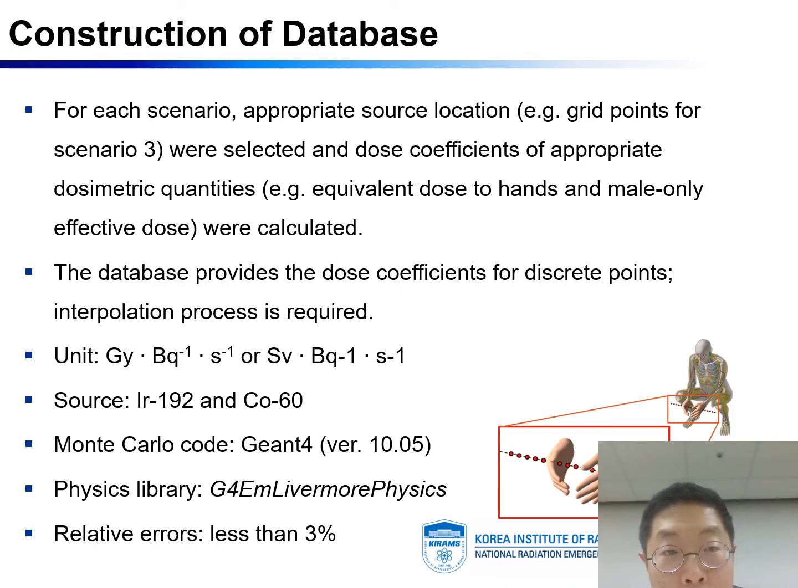To construct a database for each scenario, appropriate source locations were selected and dose coefficients of appropriate dosimetric quantities were calculated. The database provides the dose coefficient for discrete points, so an interpolation process is required. And the unit is like this. We chose iridium 192 and cobalt 60 as radionuclides, which are frequently used in industrial radiography. And the Geant4 Monte Carlo toolkit was used.